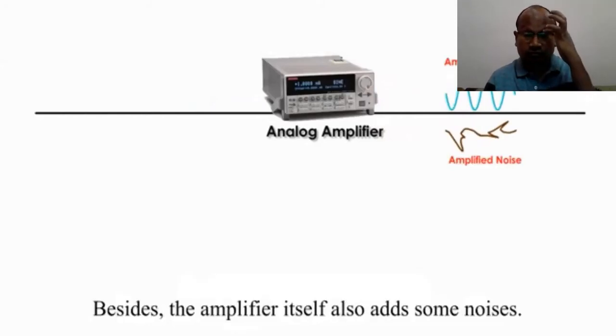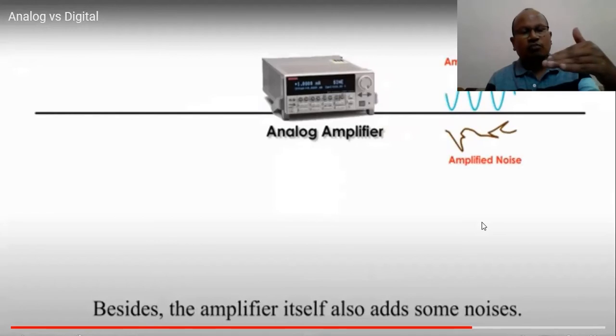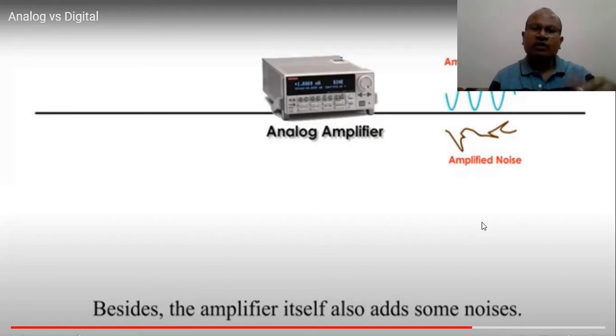Besides, the amplifier itself also adds some noises. The problem with the analog signal transmission is we are boosting the magnitude of the signal, but as we know, the signal is also being corrupted over the channel, over the media where the signal is transmitted. So that corruption, that noise which is affecting the signal, will also get amplified by the amplifier.